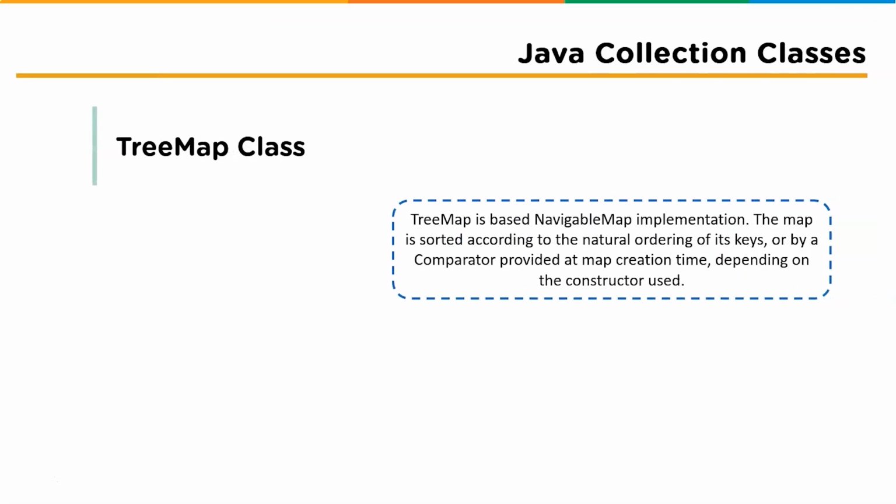Now moving further, we will deal with the next type of class in Java collection, which is the tree map class. So the tree map is based on navigable map implementation. The map is sorted according to the natural ordering of its keys or by a comparator provided at map creation time depending on the constructor used. Now let's check out an example for better understanding.